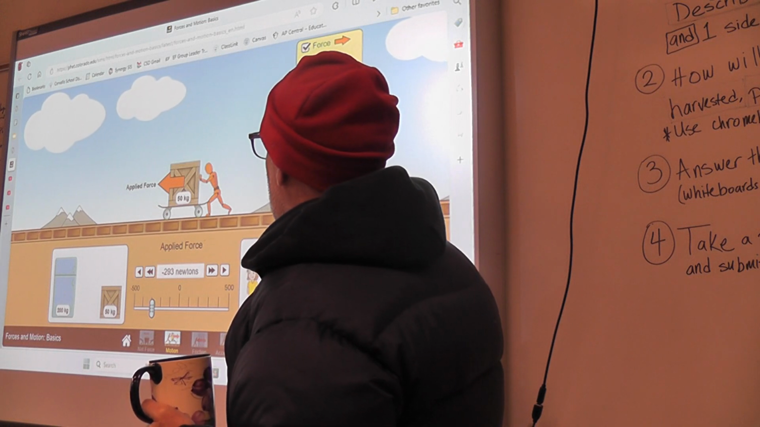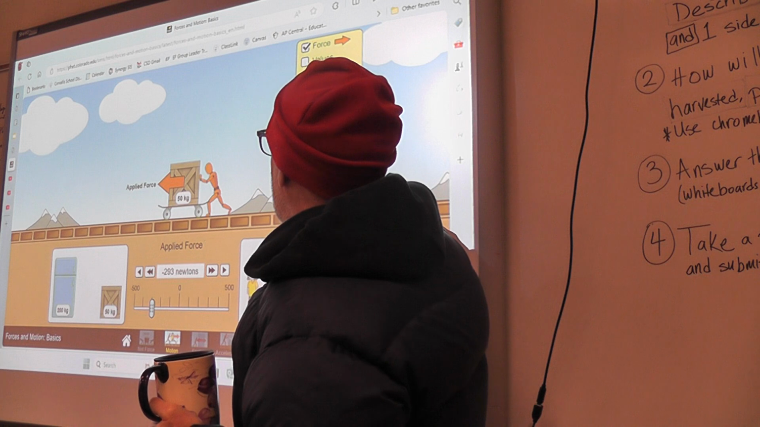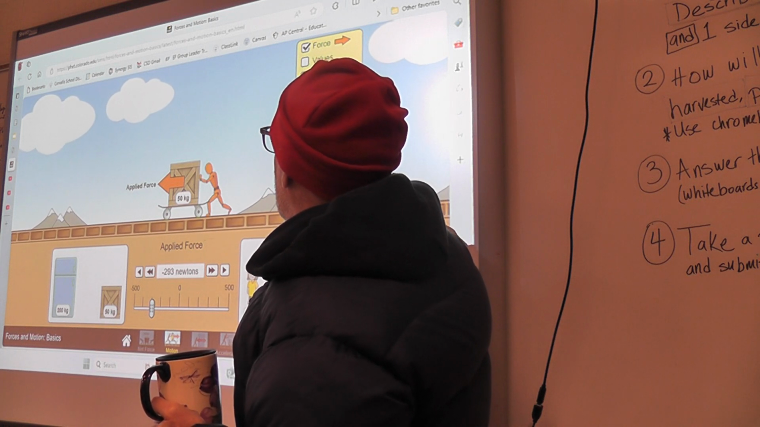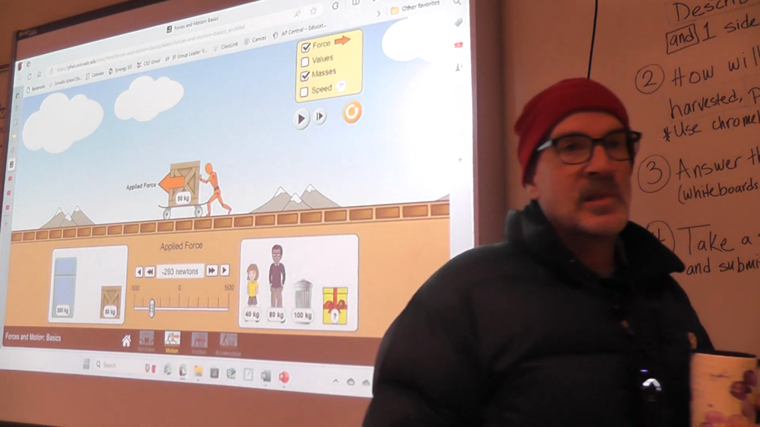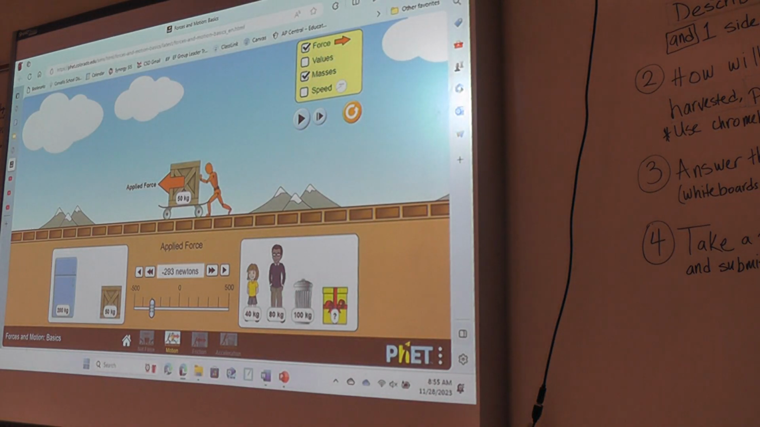Uh-oh. It didn't go to the left. It's going to the right. Oh, wait, now it's going to the left. What happened? Why didn't Newton's laws correctly predict the motion of that object? What do you think, Tim?